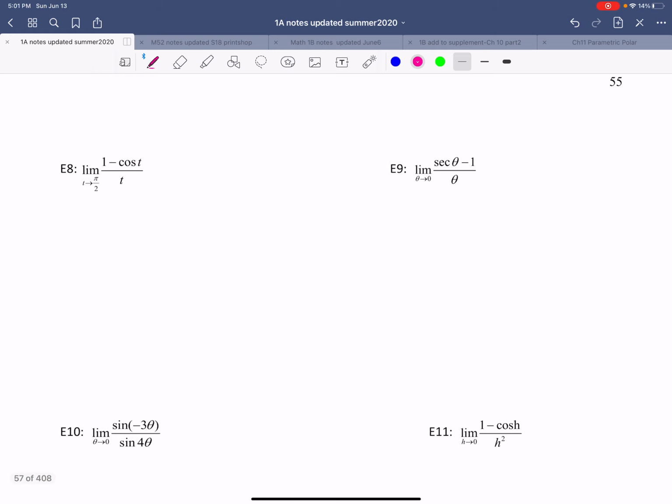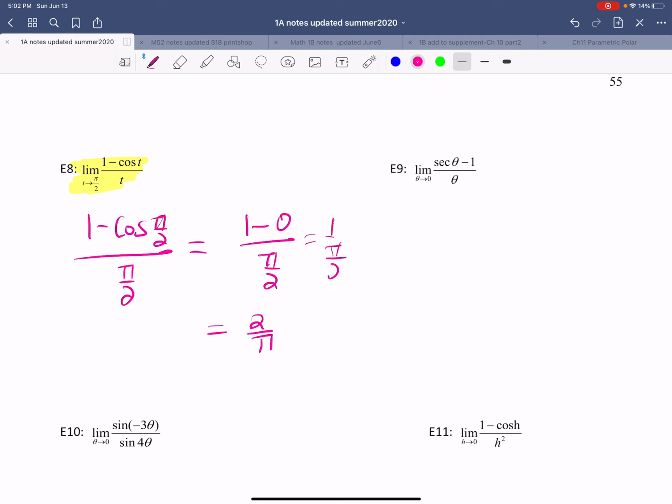Okay, a couple more examples. Limit as t approaches pi over 2 of 1 minus cosine t over t. Now, keep in mind, this is not your special trig limit because t is not going to 0. T is going to pi over 2. So let's see what's happening here. 1 minus cosine pi over 2, divided by pi over 2. What is cosine of 90 degrees? Well, sine goes from 0 to 1. Cosine goes from 1 to 0. So we have 1 minus 0 over pi over 2, and that's going to be 2 over pi, because this is 1 over pi over 2. When you simplify, that's equal to 2 over pi.